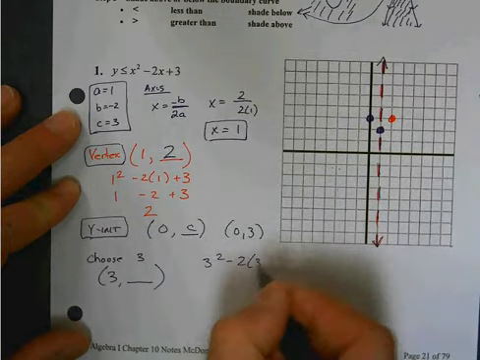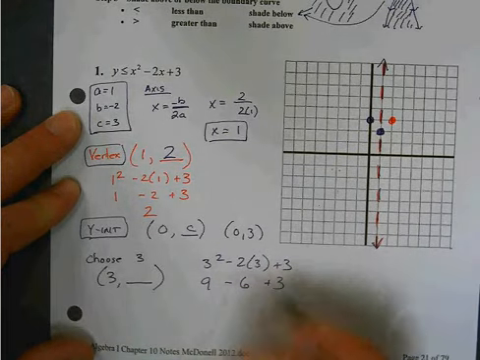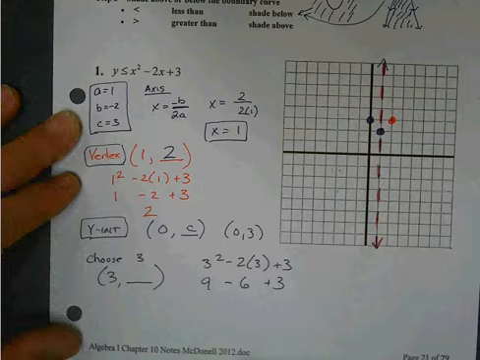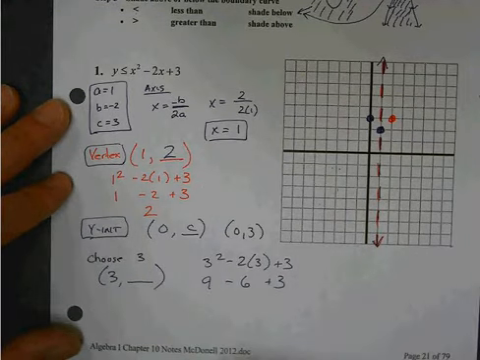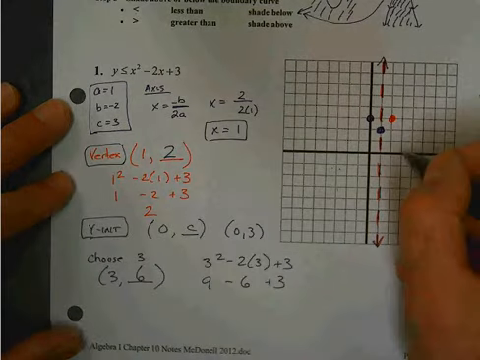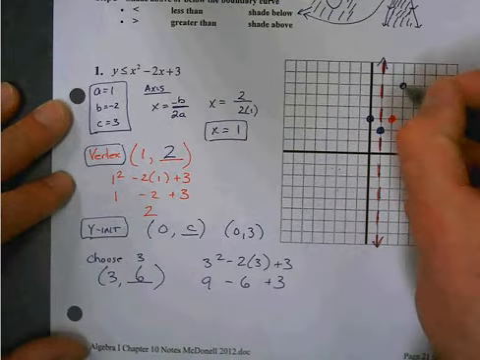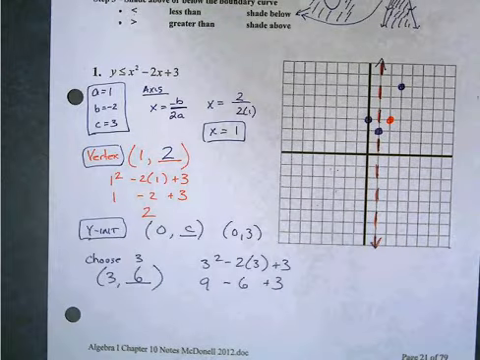3 squared minus 2 times 3 plus 3. 9 minus 6 plus 3. What's my answer, guys? 6. Thank you, Sam. 1, 2, 3, 4, 5, 6. Mr. Sesnoff, back to you.